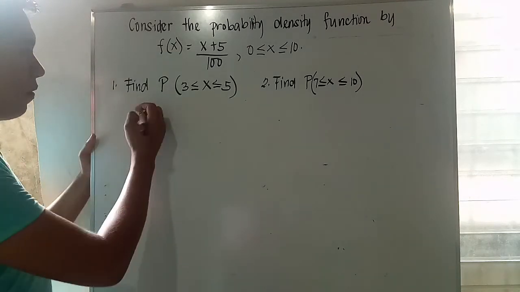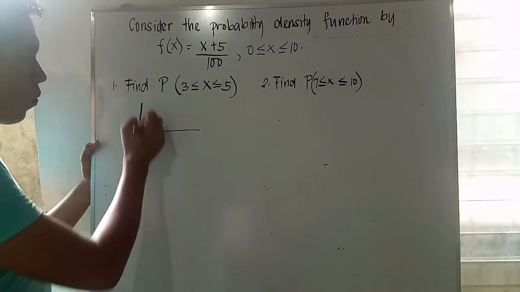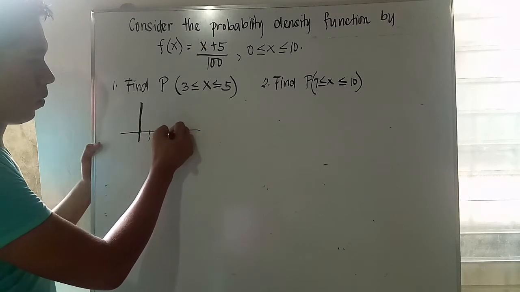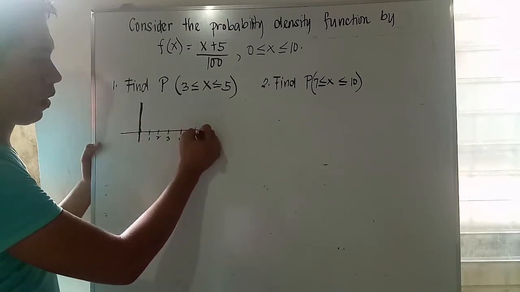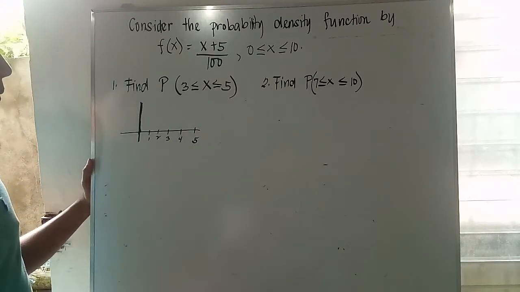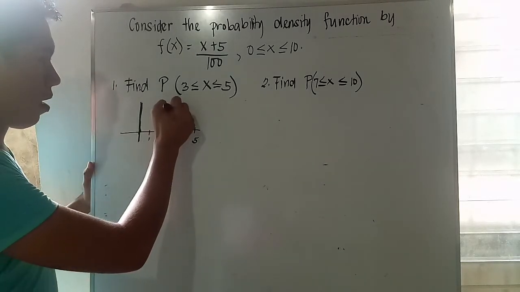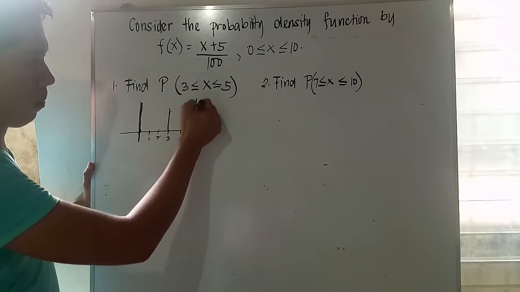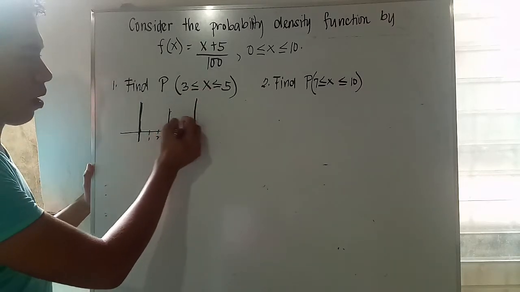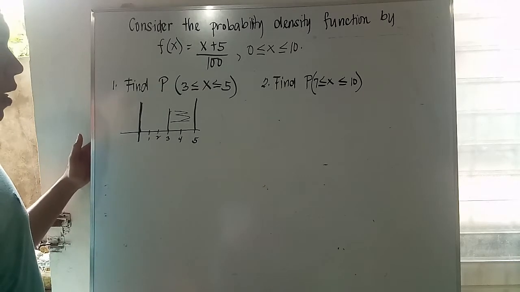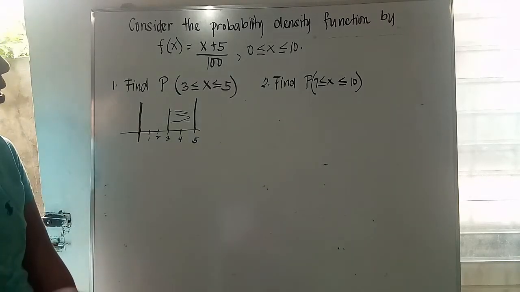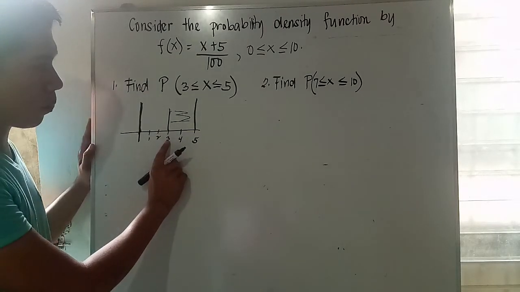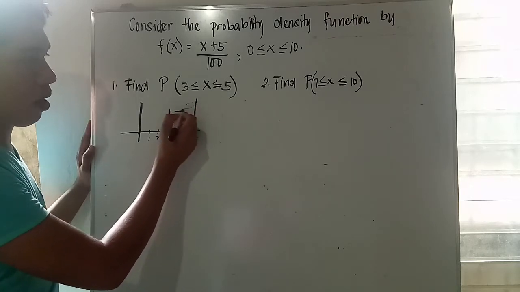So we will first graph. What does it mean? We have this is our 0, 3, 4, and 5. Okay? So we will solve the area here up to here. That one. So the area in between, wherein the value of x is greater than or equal to 3 but less than or equal to 5. So this area in between.